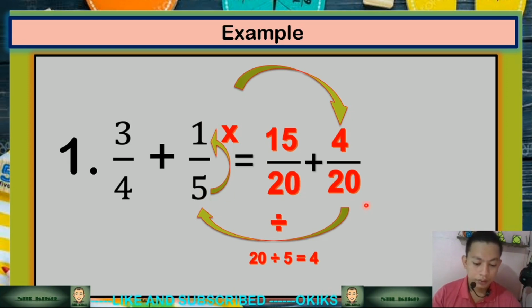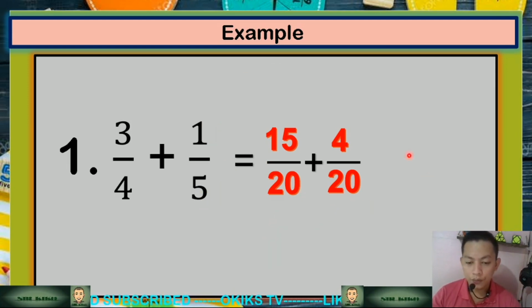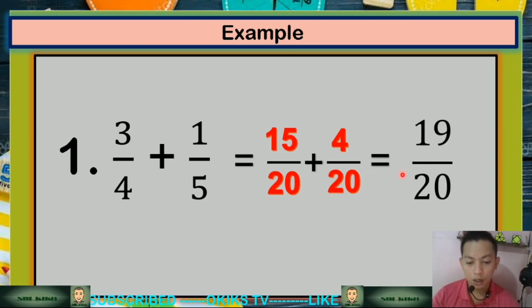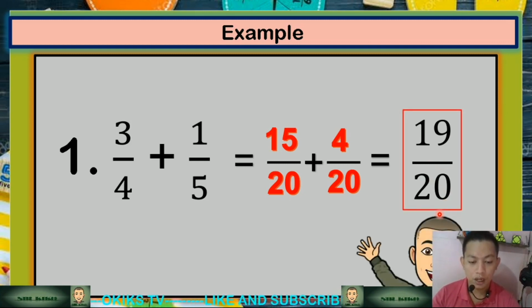Our fractions now are similar. So we have 15/20 plus 4/20. You're going to copy the denominator, so we have 20. 15 plus 4 is equal to 19. And then simplify your answer. Is there any common factor between 20 and 19? Or it can be expressed as a mixed number. If none, that would be your final answer.